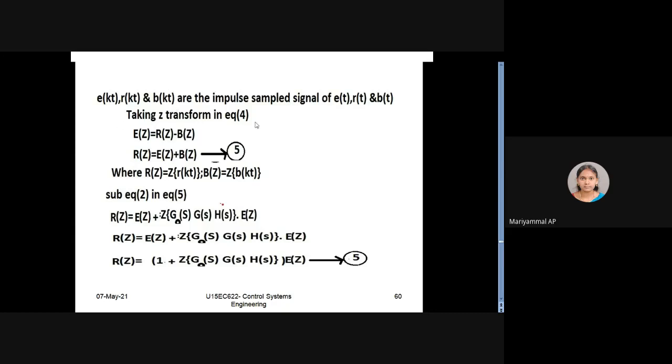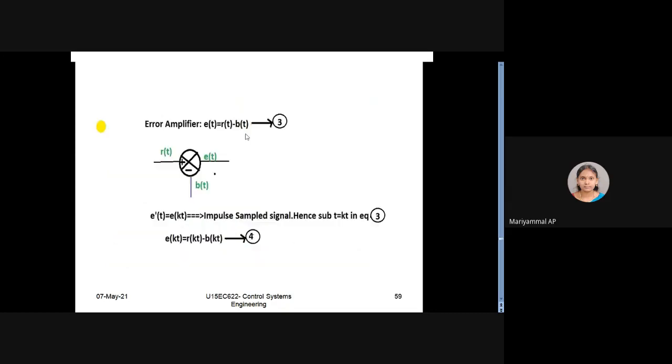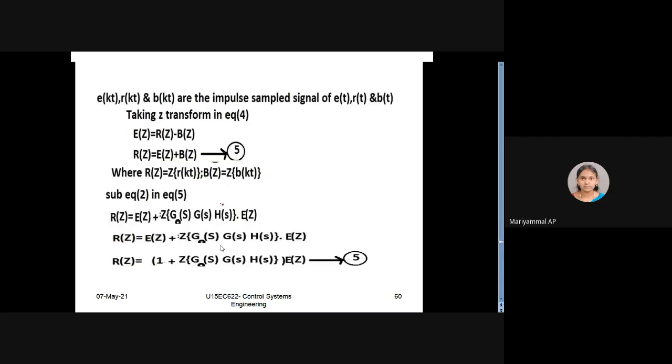Then I'm going to take the Z transform. That means E of Z. See this in your previous equation, you are going to take the Z transform of this equation: E of Z equal to R of Z minus B of Z. I need only the R of Z, so let me change the right hand side into the left hand side. So the minus B of Z is taken as plus B of Z. Let me consider this as equation number 5.